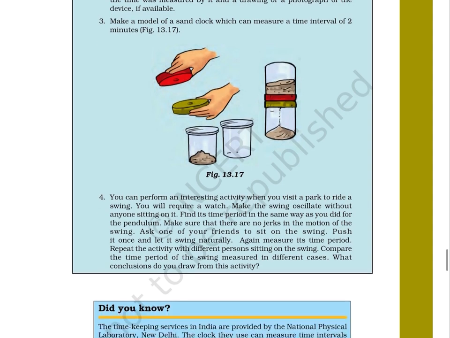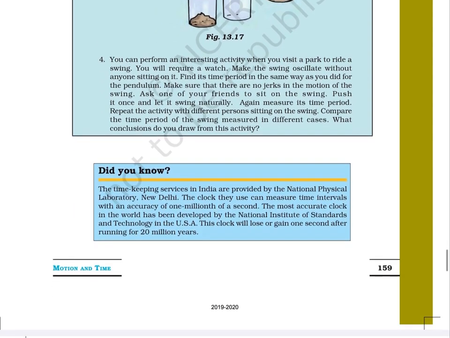4. You can perform an interesting activity when you visit a park to ride a swing. You will require a watch. Make the swing oscillate without anyone sitting on it. Find its time period in the same way as you did for the pendulum. Make sure that there are no jerks in the motion of the swing.